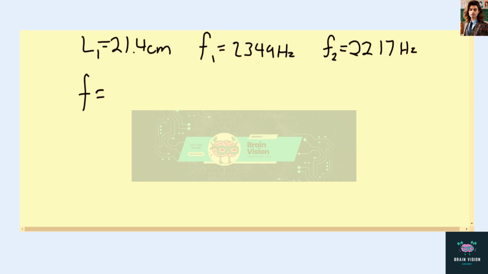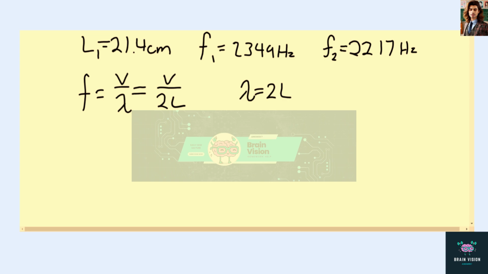F is equal to V over lambda. In this situation, the strings are bound at both ends. At the bridge, it's held so that there is a node there, and then with the frets, it's held at the opposite end as well, so that there's a node at both ends. So that means that lambda is going to be equal to twice the length of the string. So we can say that F is equal to V over 2L.